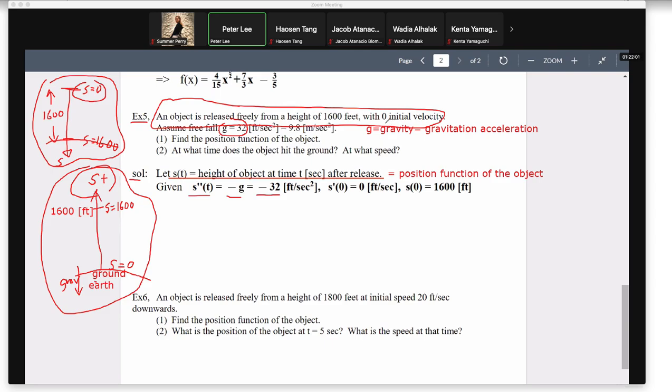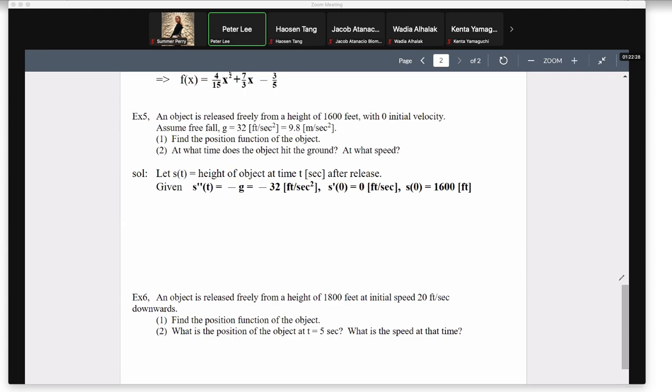Now let's say the initial velocity is 0. That means that the time at 0 is 0. And the height is 1,600 feet. That means x at 0 is 1,600 feet. So what we get is f double prime of t is equal to minus 32, f prime of 0 is 0, and then f at 0 is 1,600. So let me save this right here.